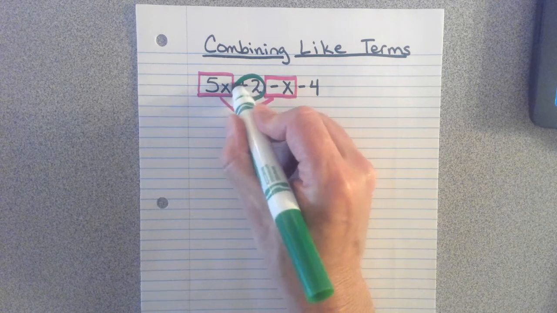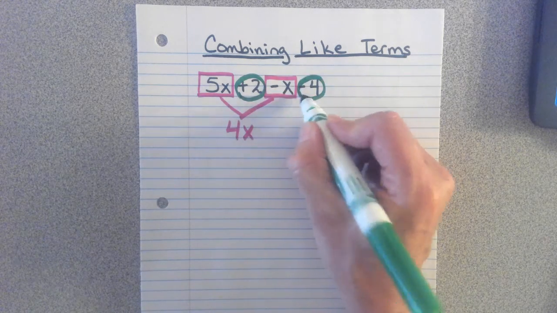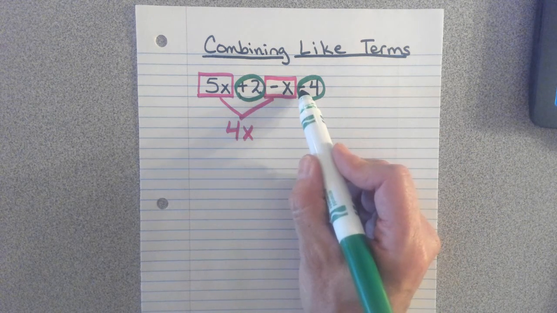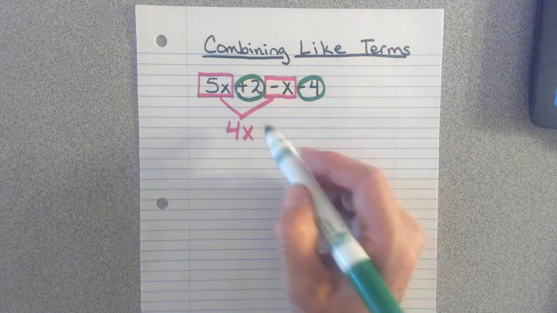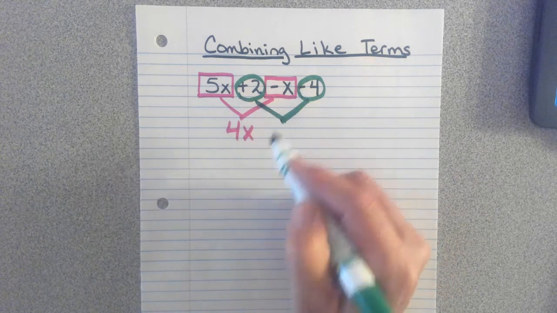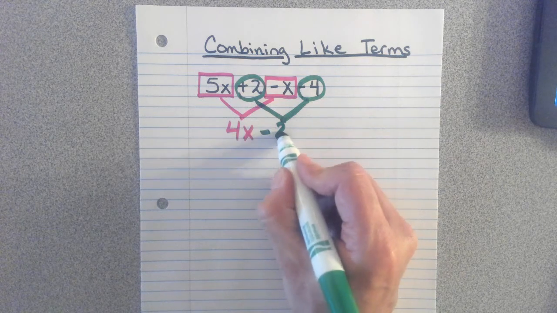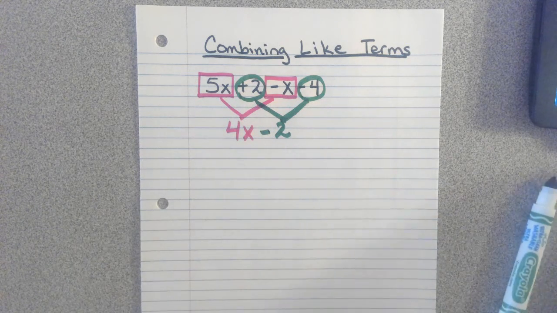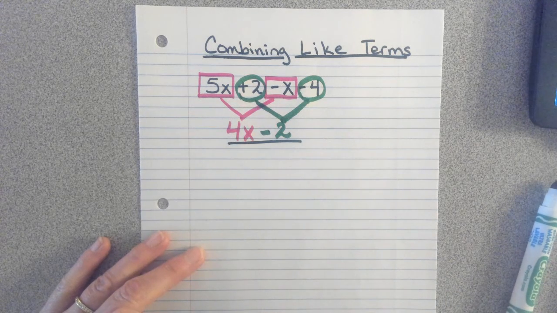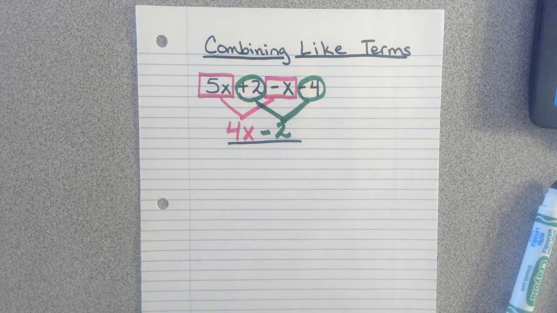Then on to the units. We have a plus 2 and a minus 4. Circle those. Bring the sign with it, the positive with the 2 and the negative with the 4. So slide those down together. 2 positives, 4 negatives. The negatives win by 2. This is your final answer. 4x minus 2.